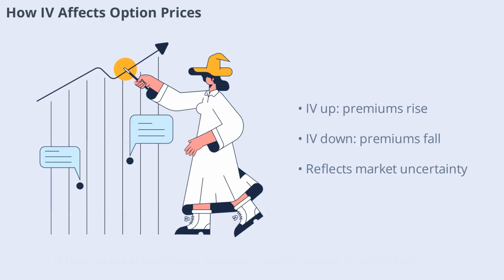In bearish markets, IV tends to rise as uncertainty increases. In bullish markets, IV usually falls. Traders monitor IV closely to time their options strategies effectively.